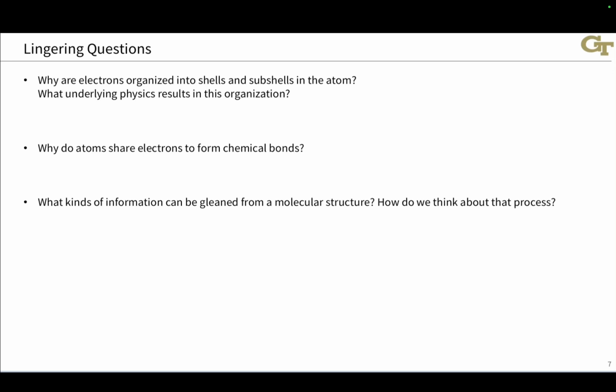And then the third bullet point is really important to start thinking about. What kinds of information can we glean from a molecular structure? How do we think about that process, starting from a structure that we've drawn or that's been given to us and inferring useful information from it?